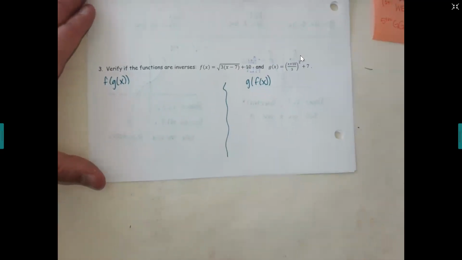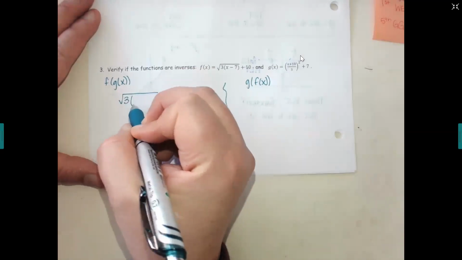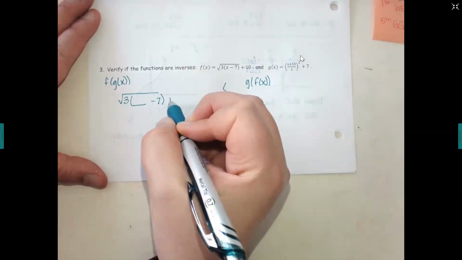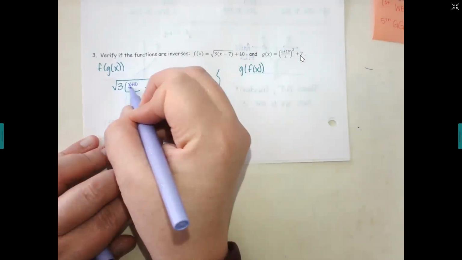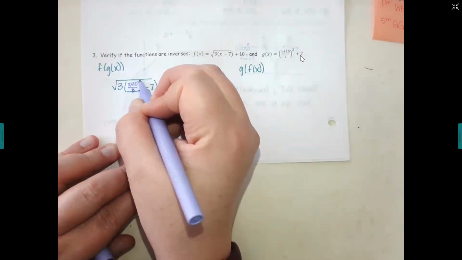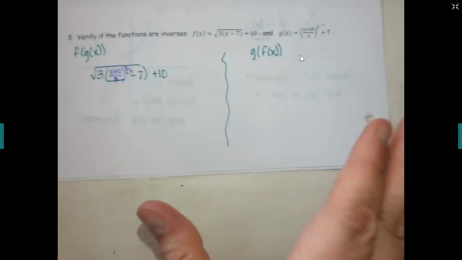So for f, I'm gonna do square root 3 blank minus 7 plus 10. Notice that where the x is in the equation, I'm leaving a blank there because I'm going to take my g equation and I'm going to drop it into that spot. So it was an x plus 10 over 3 squared plus 7. Yeah, I should have made my blank a little bigger, but there you go.